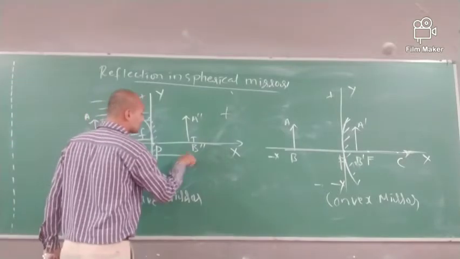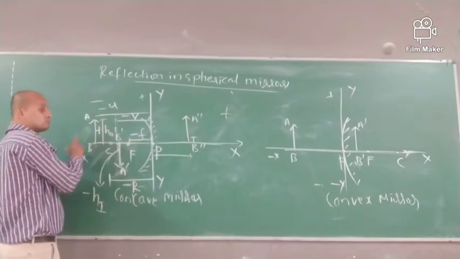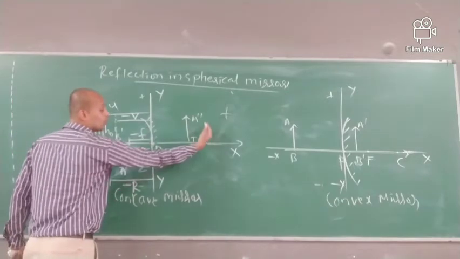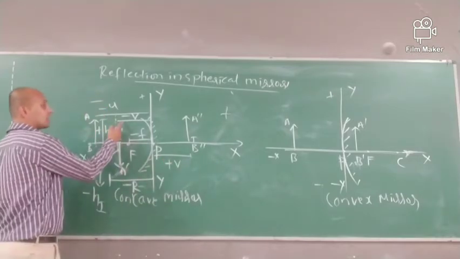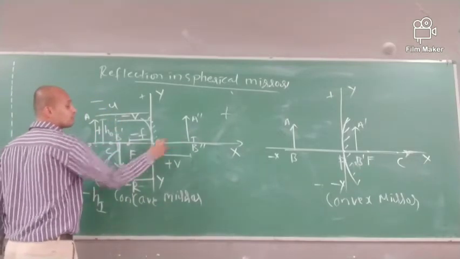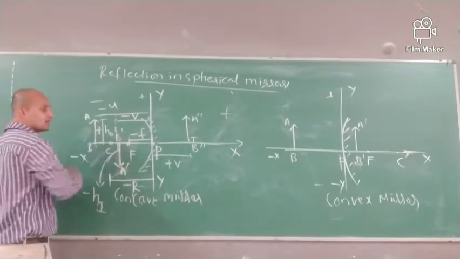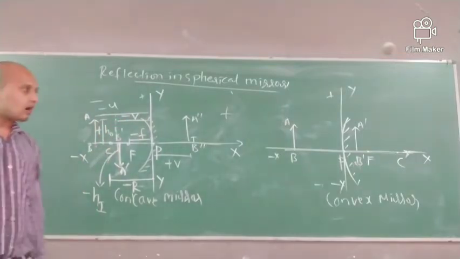And here another image is there, another image of the object. Here the distance is towards the positive x-axis, so the object distance will be positive. Here the image distance will be positive. Here the image distance will be negative. So this is the outline.